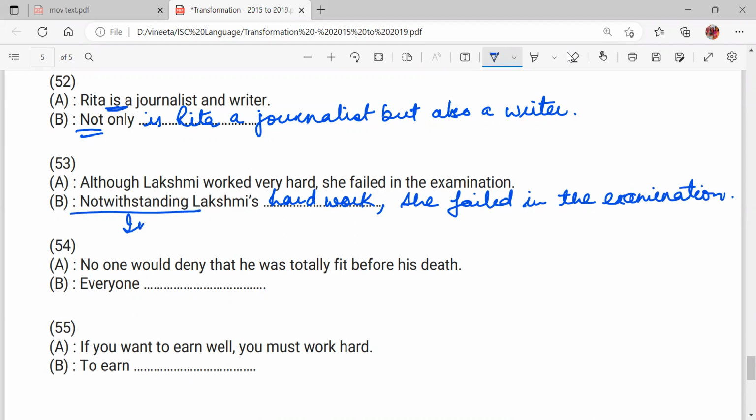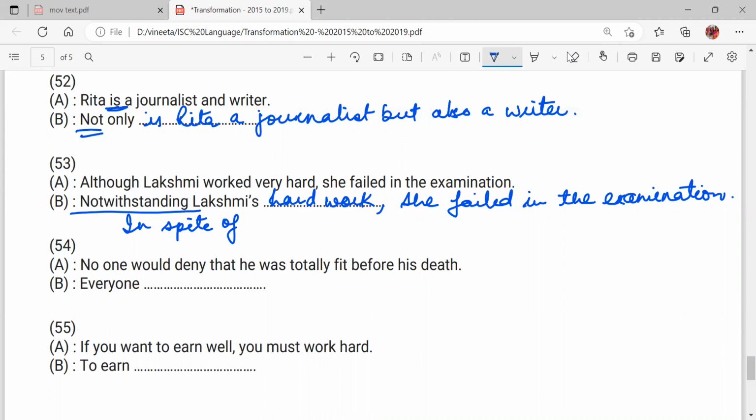Now, see, children are often confused with this word notwithstanding. Notwithstanding also means in spite of. इसको आप ऐसे याद रखिए. Notwithstanding also means in spite of. इसके बावजूद. Right? In spite of is like के बावजूद. Huh? Although Lakshmi worked very hard. हालांकि लक्ष्मी ने मेहनत की, बहुत मेहनत की, she failed in the examination, लेकिन एग्जाम में फेल हो गई. Notwithstanding Lakshmi's hard work, लक्ष्मी की मेहनत के बावजूद वो एग्जाम में फेल हो गई.